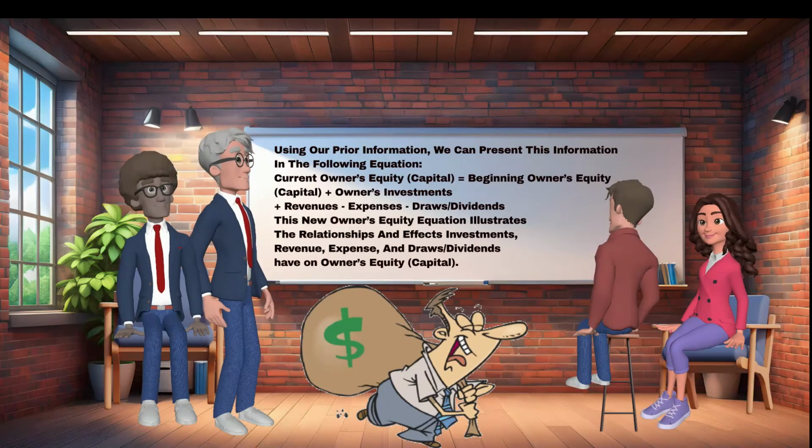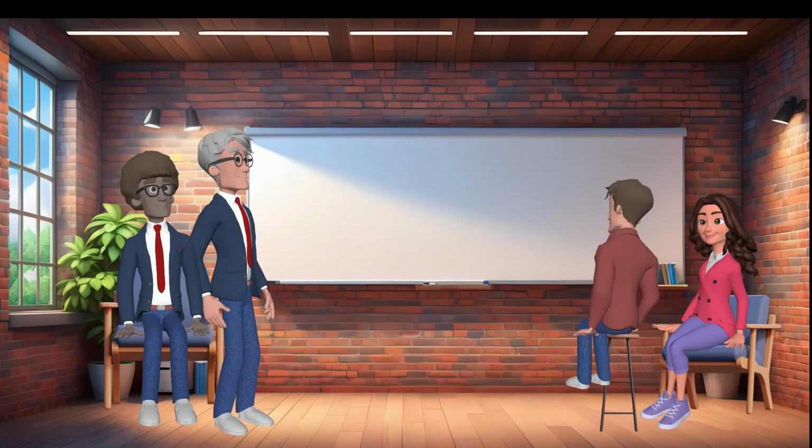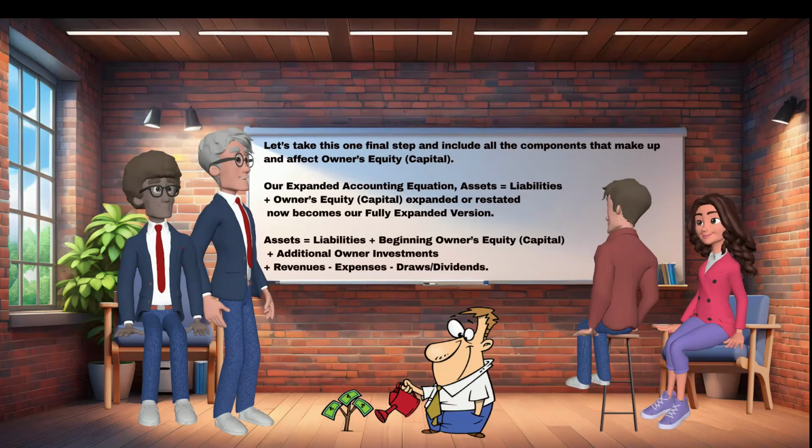Using our prior information, we can present this information in the following equation. Current owner's equity (capital) equals beginning owner's equity (capital), plus owner's investments, plus revenues, minus expenses, minus draws (dividends). This new owner's equity equation illustrates the relationships and effects investments, revenue, expense, and draws (dividends) have on owner's equity (capital).